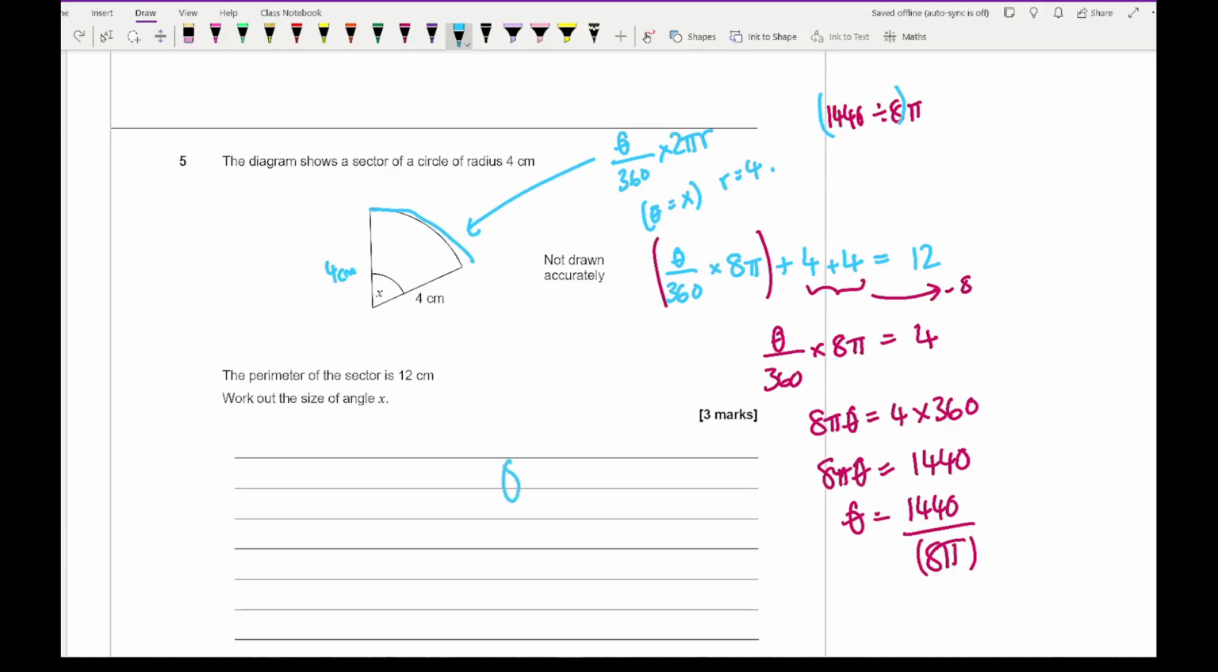So here we get the correct answer, that theta equals 57.29577951, and so therefore if you round this up to 57.3 degrees, that's to 1 decimal place.